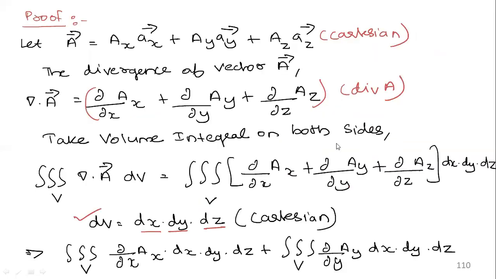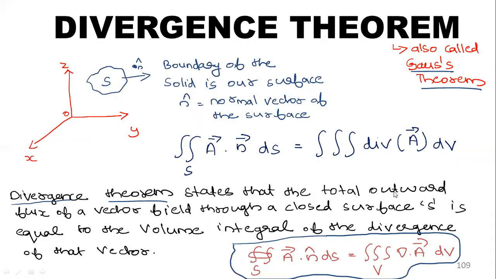I will just recollect. The divergence theorem states that the total outward flux of a vector field through a closed surface S, that is the integral of A dot n dS, is equal to the volume integral of the divergence, del dot A dV. That's what the divergence theorem states. It is also called Gauss theorem.